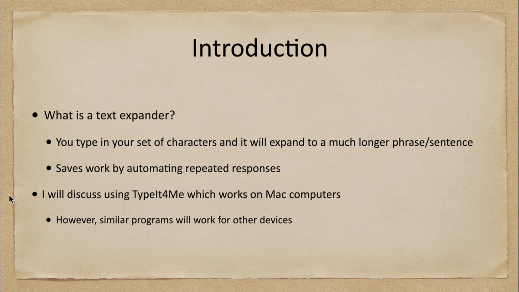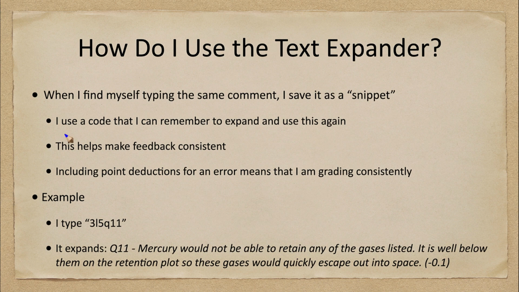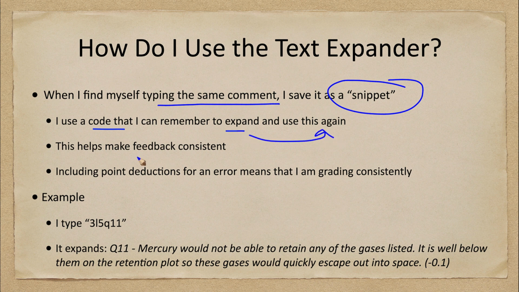So how do I go about using this? When I find myself typing the same comment over and over again, I save it as what is called a snippet in the program. And I use a code that I will remember to expand and use again and again. It helps make feedback consistent for the student. So if someone has the same issue, they get the same comment as another student. I can also include point deductions. So if I'm marking the same error, that means I'm grading things consistently. I can also very easily edit it if there is a range of point deductions depending on how extreme the issue was.